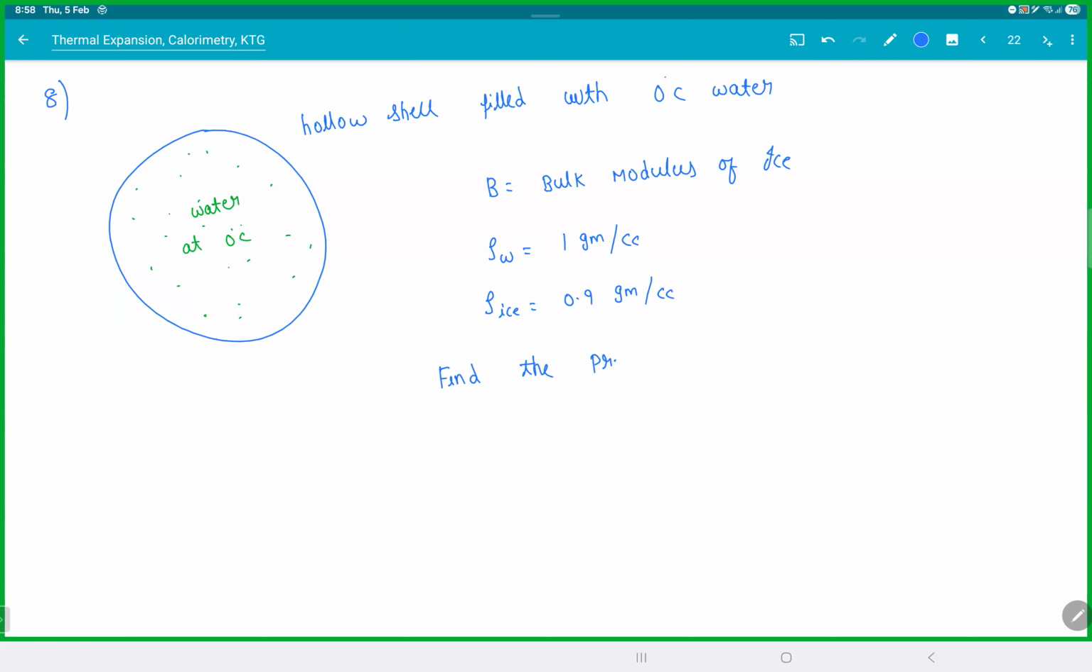You know, anomalous expansion. When the water becomes ice, it tries to expand. Find the pressure on the shell when water freezes to ice at 0 degrees. Assume the shell does not expand in this phenomenon.